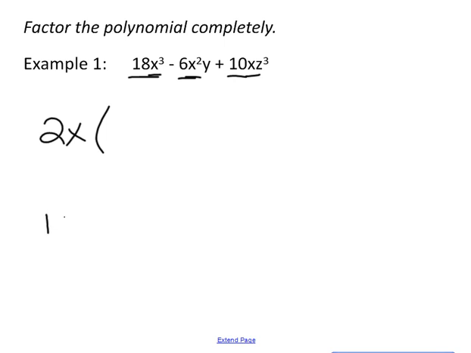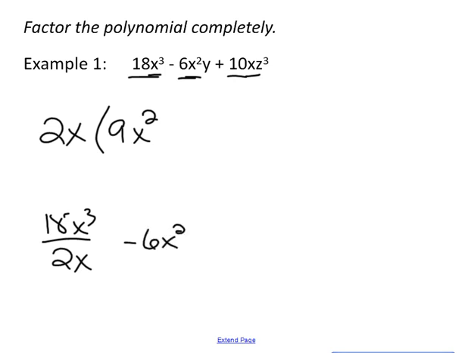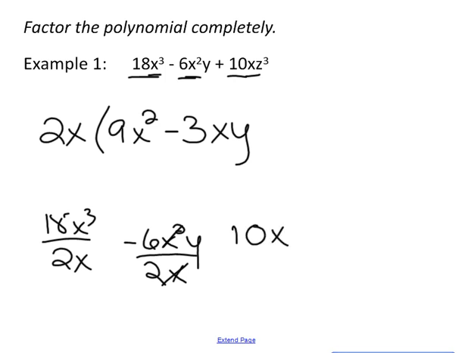So if you have 18x cubed and we're dividing out 2x, you're left with 9x squared. If you have negative 6x squared y and we're dividing out a 2x, 2 goes into negative 6 negative 3 times, and x goes into x squared x times, then I still have the y. And finally, if I have 10xz cubed and I'm dividing out 2x, 2 goes into 10 5 times. The x will cancel with the x, z cubed.